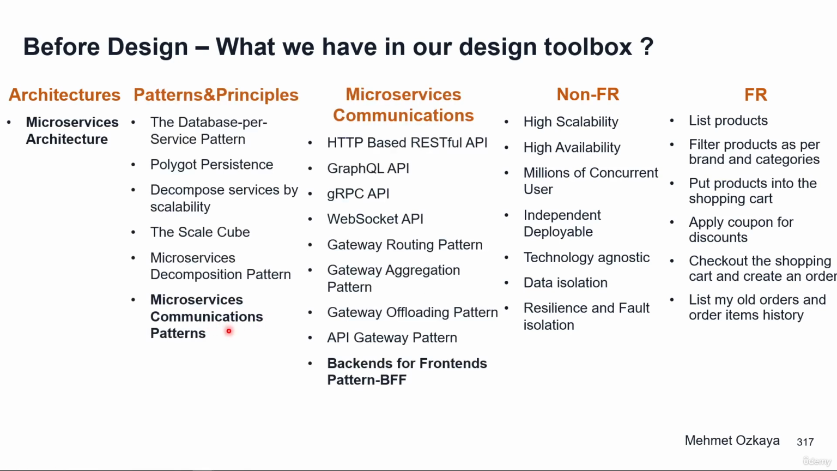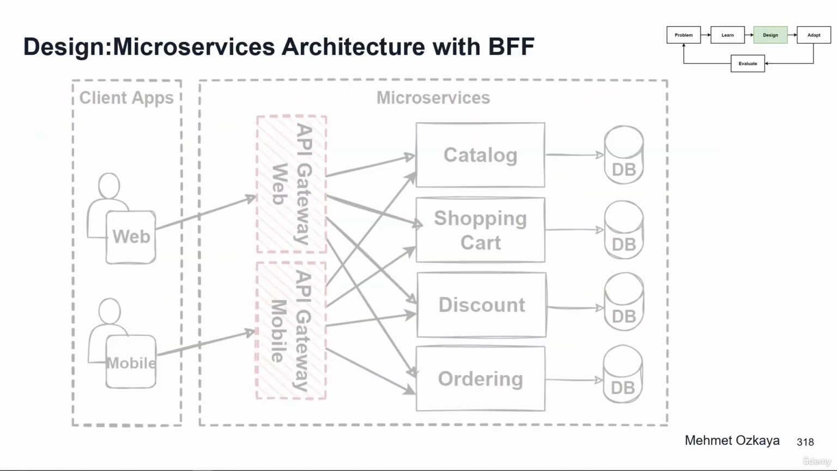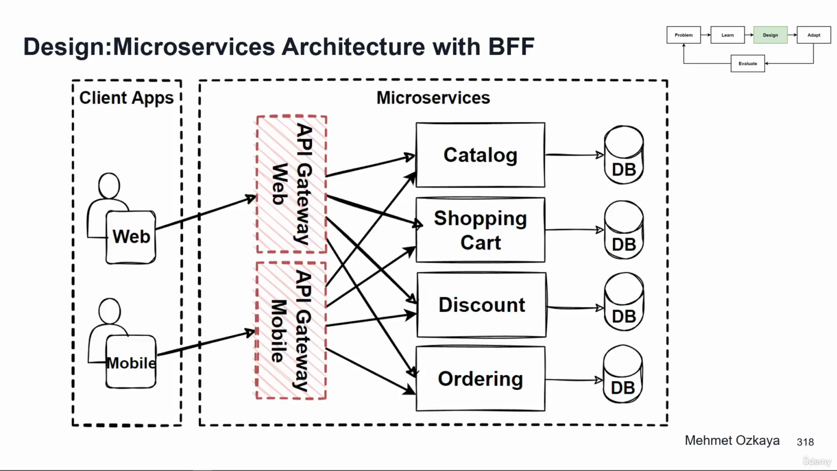microservice communication phase, and we have learned the microservice communication protocols: HTTP-based RESTful API, GraphQL, gRPC, and WebSocket API. After that, we have learned API gateway patterns, which are the routing, aggregating, offloading pattern, and API gateway pattern. And now lastly, we have learned the backend for front-end pattern that we are going to use when designing our microservice architecture.